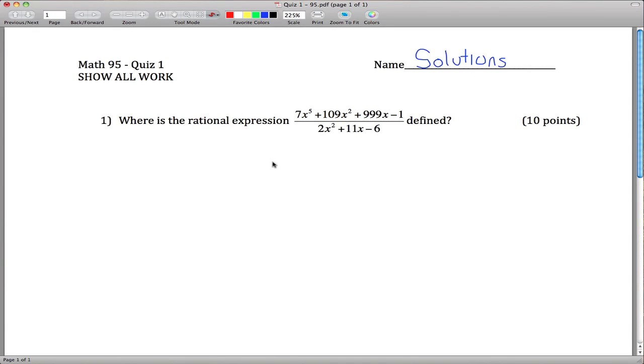Alright, here's the solutions to the first quiz from Math 95. The first question asks, where is this rational expression defined? Kind of a scary looking rational expression, especially the numerator up here is just a huge mess.